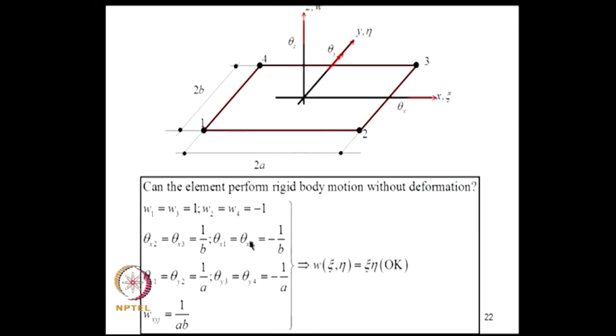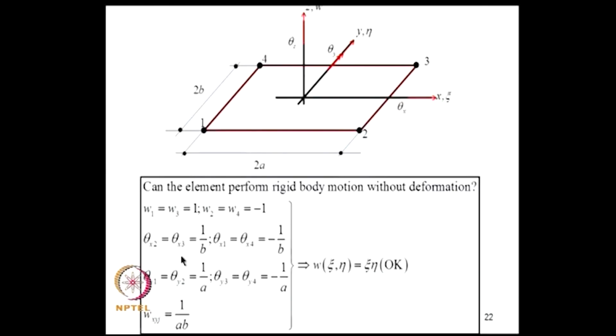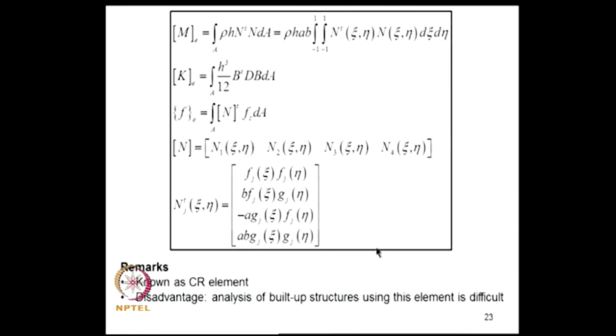Now, if you put these values into the assumed representation here, it turns out that w_xy j will be given by this, and w(psi, eta) will be psi eta, which is what we expect for such type of motion. So, this representation is fine. Now, we can go ahead and evaluate the mass matrix, stiffness matrix, and equivalent nodal forces.